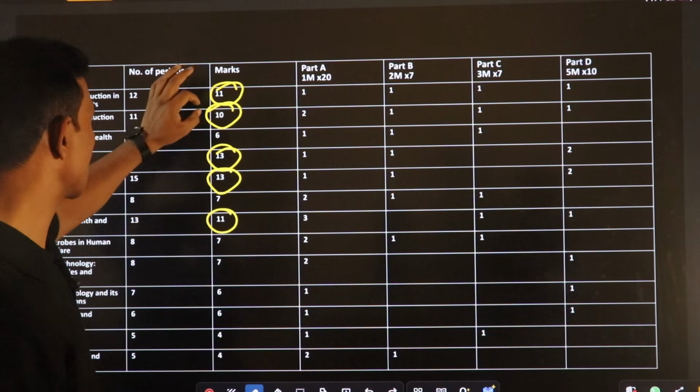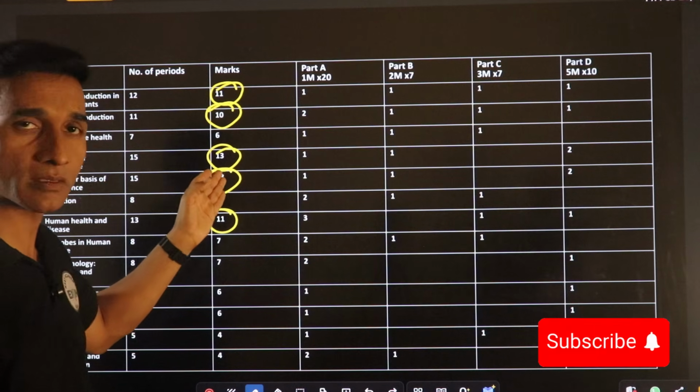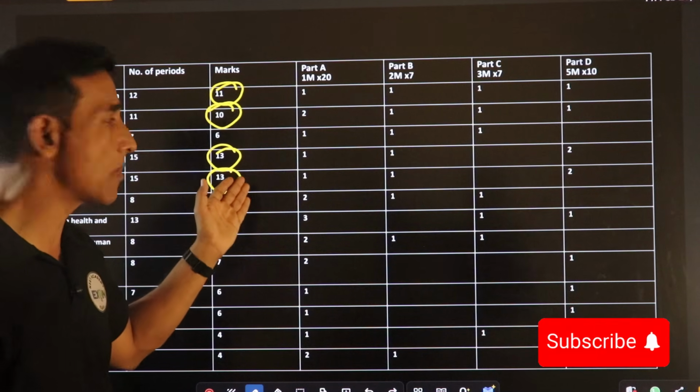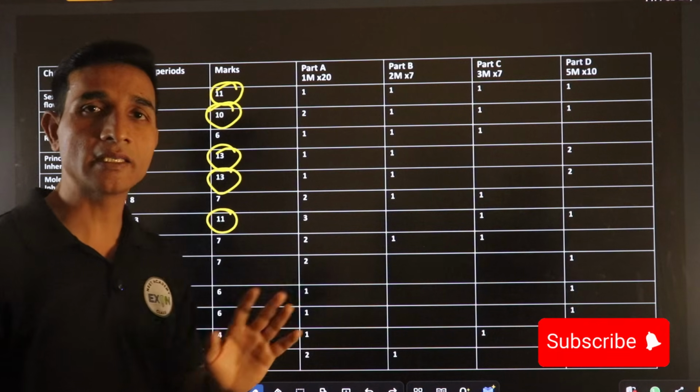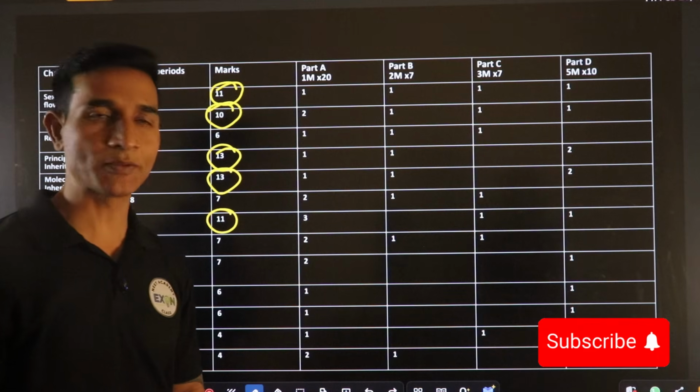So first important is sexual reproduction in flowering plants. You can see principles of inheritance and molecular basis together carry 26 marks, and altogether these chapters carry 58 marks. So don't skip these chapters.